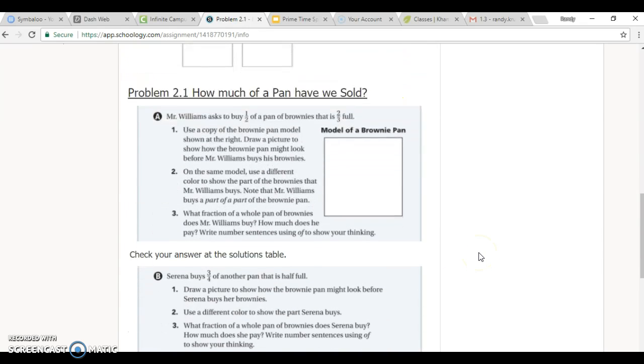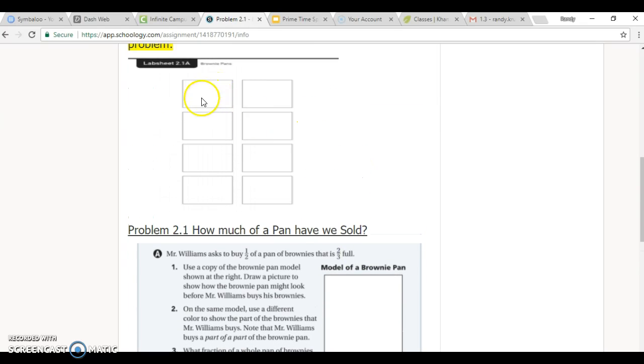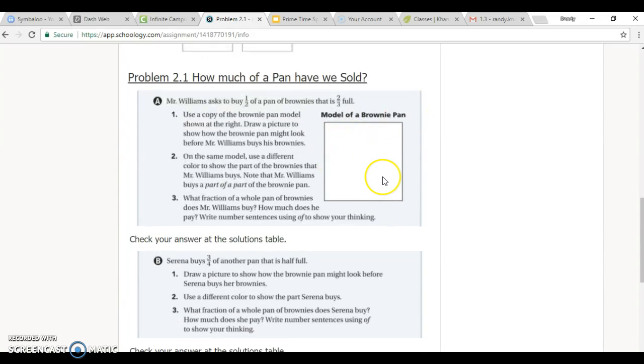So for this problem, you're going to do part A. It says Mr. Williams asked to buy a 1/2 a pan of brownies that is 2/3 full. Well, this is blank, just like these up here will be blank. So you'll need to show or sketch in, shade in a 1/2 a pan. He wants to buy the half of the pan that's 2/3 full. So you would start off by drawing what 2/3 full would look like, and then they want a 1/2 a pan. So it says use the copy of the brownie pan model right here.